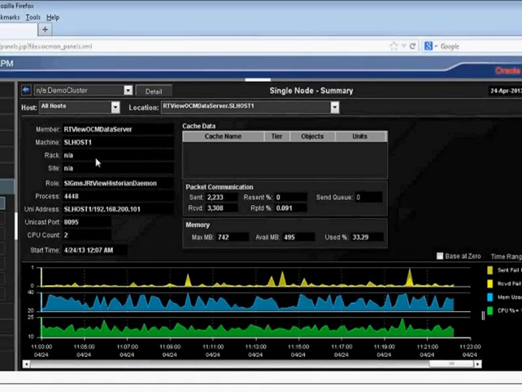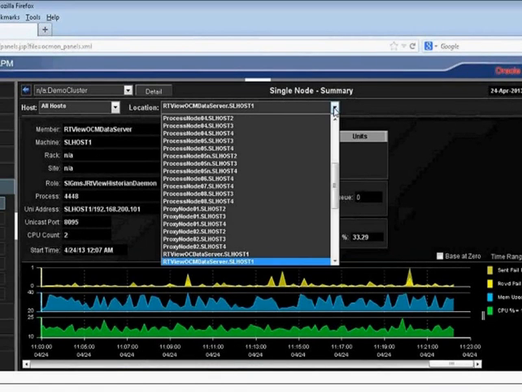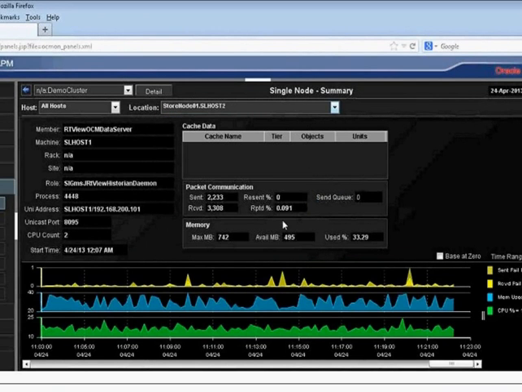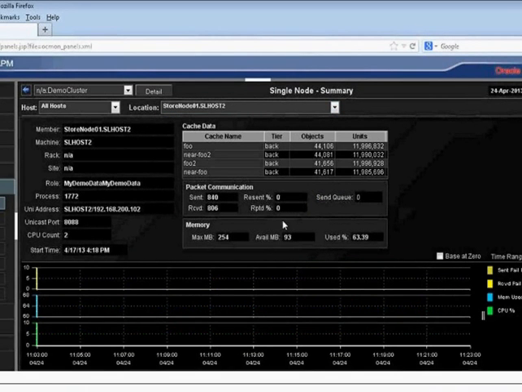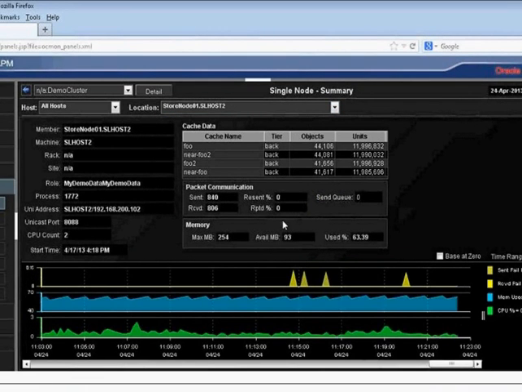Here you can actually do a multivariate analysis on the node from both a memory perspective as well as communication and CPU. And you also get to see what is actually running on the nodes. You get the ability to change your graph over time as well as zoom in and zoom out on this.